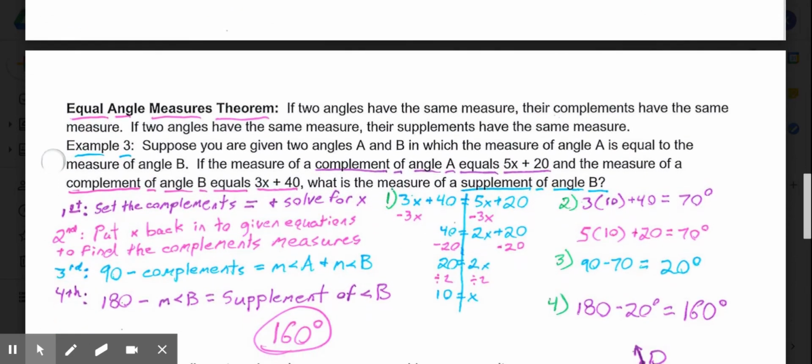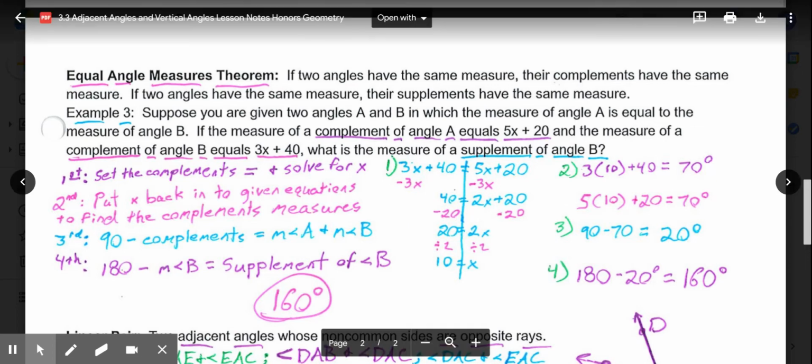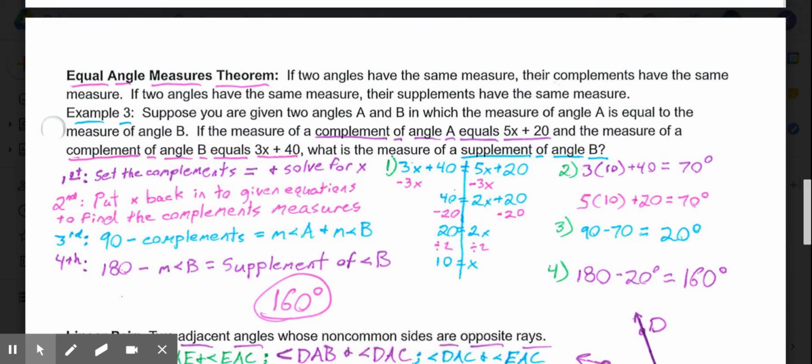And then we get into this idea of the equal angle measures theorem. And this is a little bit longer one, so we'll try to break it down in example 3 here. But the equal angle measure theorem says if two angles have the same measure, then their complements also have the same measure. If two angles have the same measure, then their supplements have the same measure as each other.